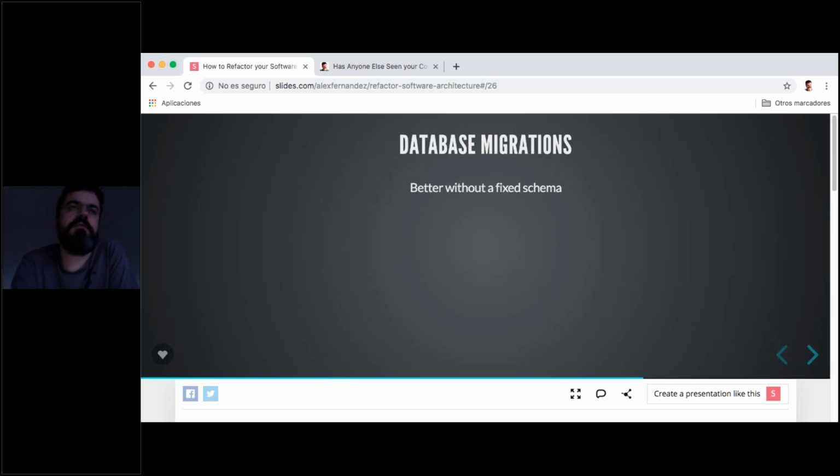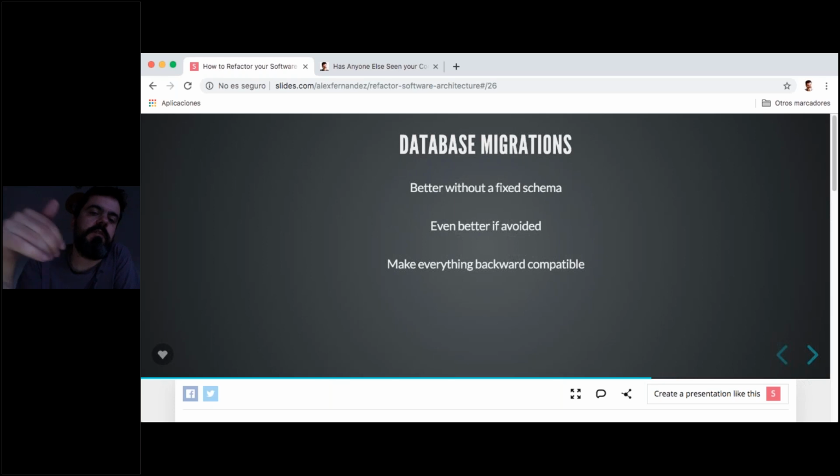For instance, let's say you need to rename an attribute. What do you do? Just run a script that creates the new attribute without modifying the old one. We add the new attribute and then we can use it, and everything is backward compatible. Of course, if you don't need to do the migration, it's even better. If your code can understand both the old data and the new data, you don't need to do the migration. And everything should, as always, be backward compatible.